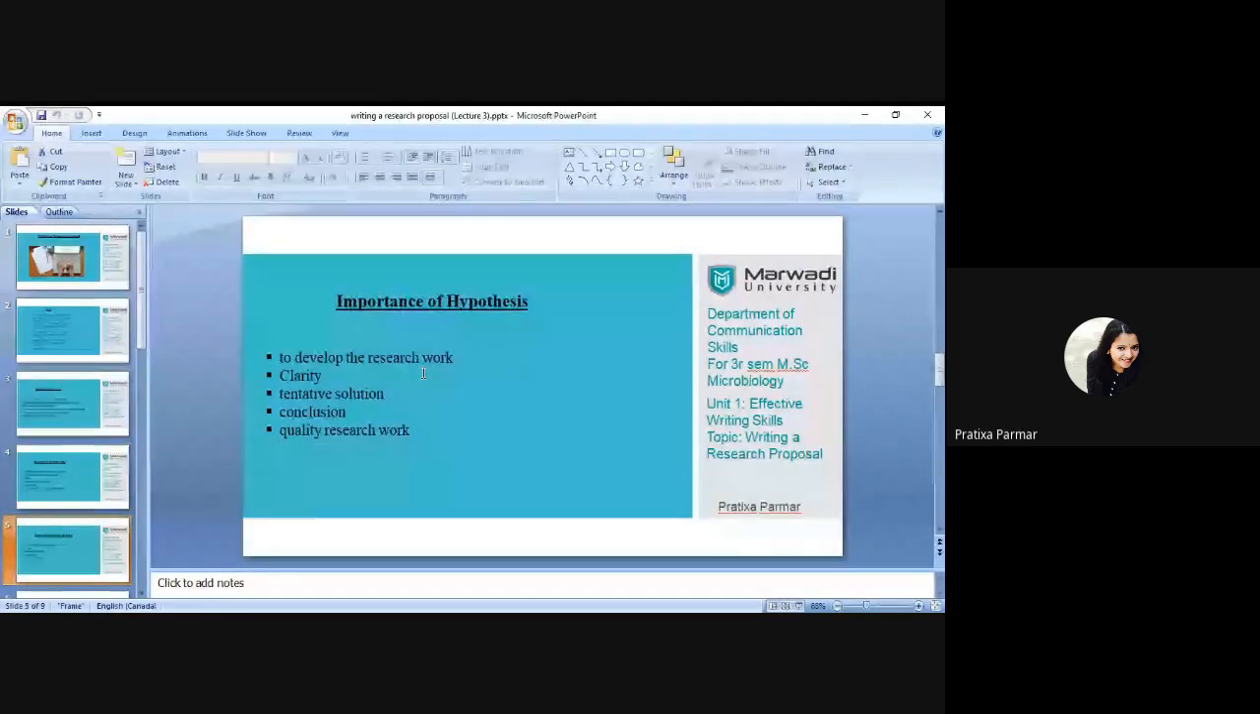Importance of hypothesis. Why having a clear hypothesis in your research proposal is important. It is going to develop your research work. It is going to bring clarity in your research work. This will also give you the tentative solution in between the research work. But when you come to the conclusion part, it will give you the concrete solution and it will enhance the quality of your research work.